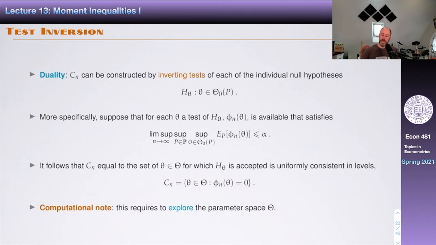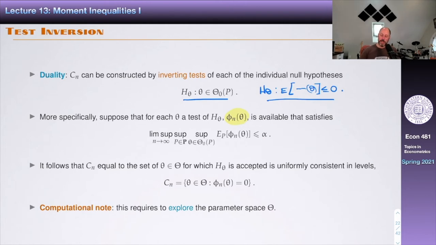An alternative way to write this, which you will often see, is to write H_theta as the expected value of some moment that depends on theta, and I'm going to introduce notation in a minute, is less than or equal to zero. So saying this or saying this is going to be equivalent, okay? But more specifically, suppose that for each theta in the null hypothesis, we have a test that is available. I'm going to denote this test by phi_n, as I always do. And this test satisfies this property: limsup of the sup of the sup of the rejection probability is less than or equal to alpha.